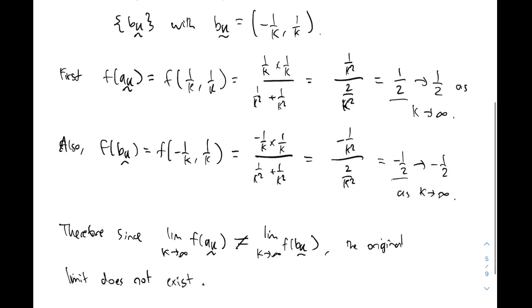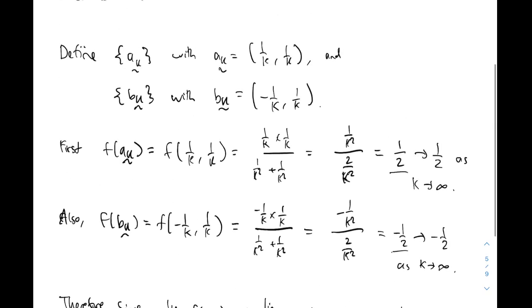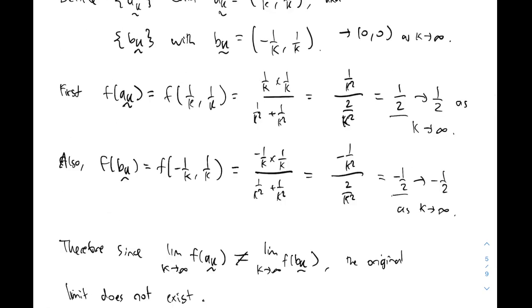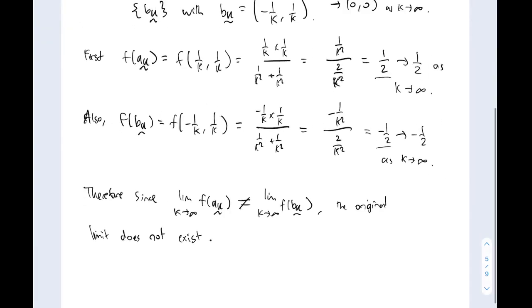And in summary, this is because we have two sequences that go to (0, 0) as k goes to infinity. They both go to (0, 0), but their function values, f of ak and f of bk, don't approach the same value as k goes to infinity. It's like saying you're approaching the same point in two different directions, but you don't end up at the same point.